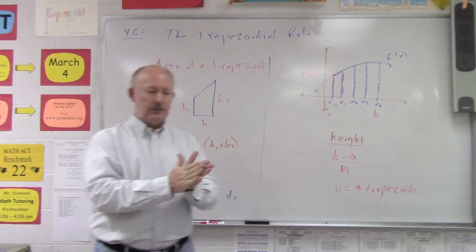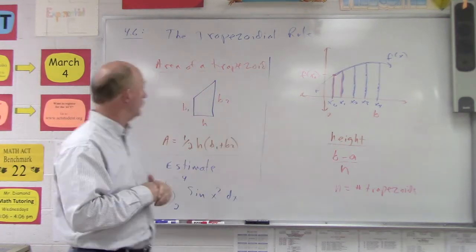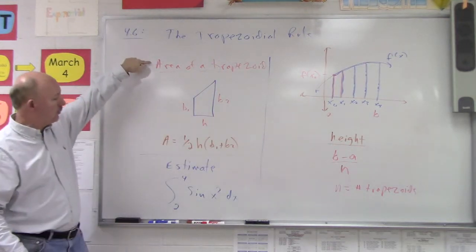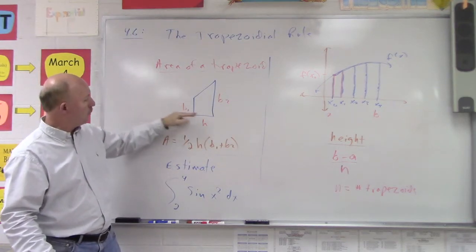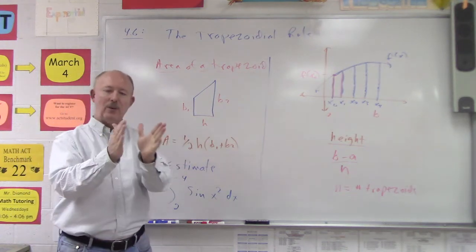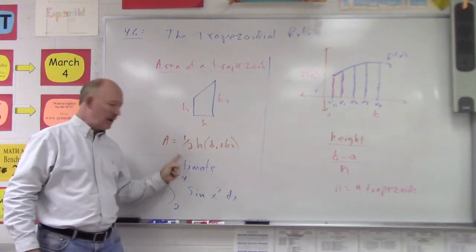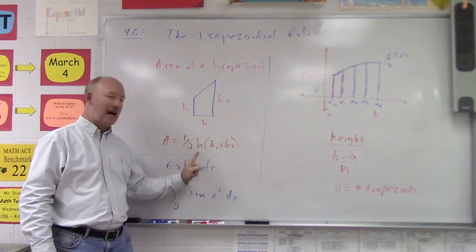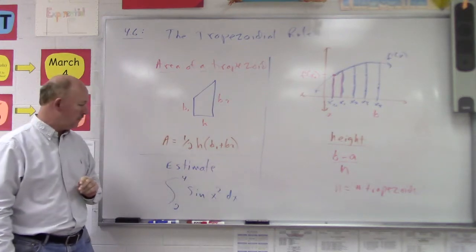The trapezoidal rule is based on the area formula for a trapezoid. If you remember, you're given a trapezoid. This down here is going to be your two parallel bases. So B1 and B2 are two parallel bases. And then you've got the height. The height is always the distance between the two parallel bases. And the area formula for a trapezoid is 1/2 times height times the sum of your two bases, so base 1 plus base 2.